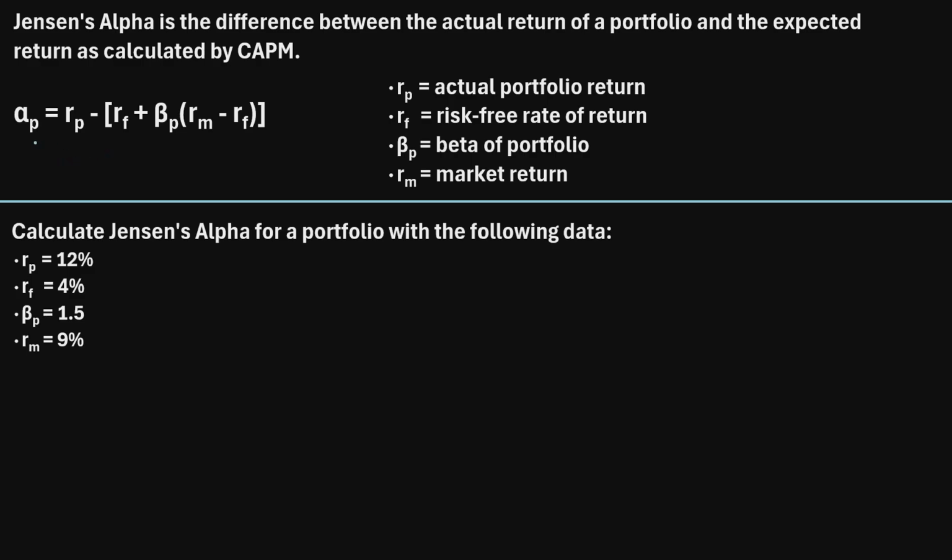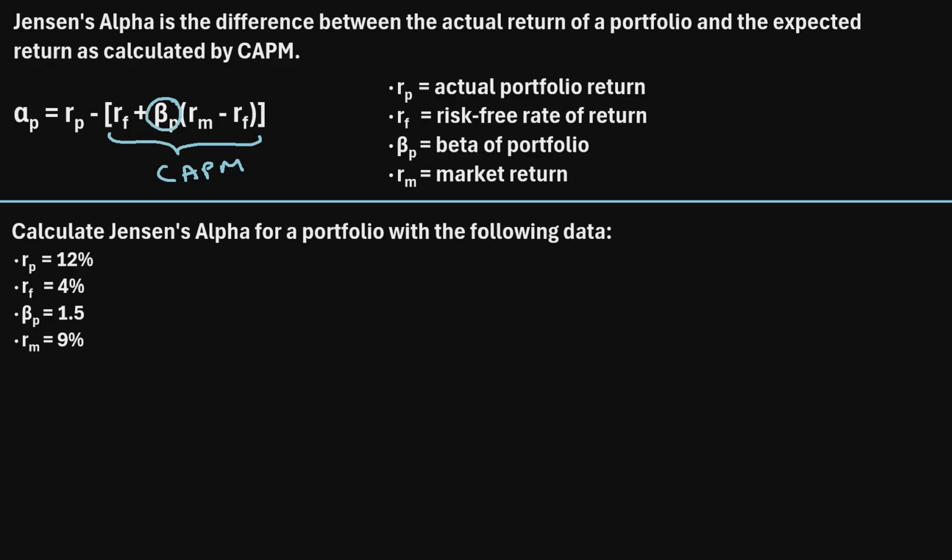And here's the formula we can use to calculate alpha. We say that the alpha of a portfolio is equal to the actual portfolio return minus this quantity right here, which is the expected return as calculated by CAPM. So this expected return is found by taking the risk-free rate of return. That would be something like a 3-month US Treasury bill, so it's something that has zero risk associated with it, plus the beta of the portfolio.